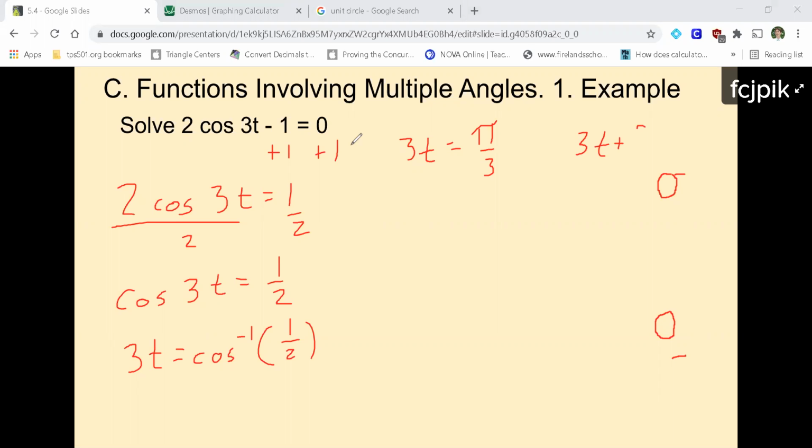But pi over 3 and 5 pi over 3. And again, we're going to do the plus 2 pi n. N is an integer.